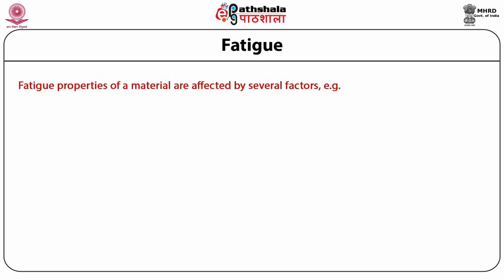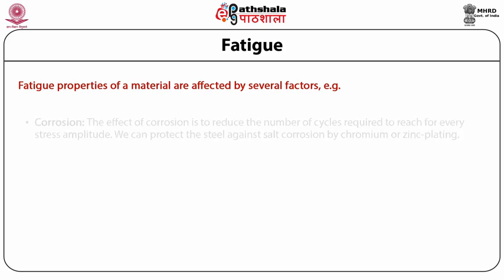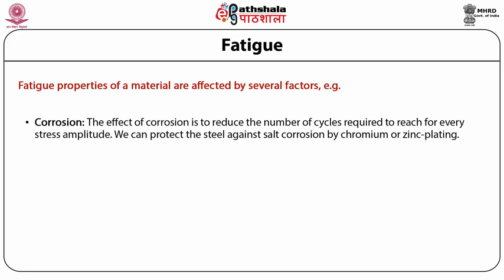Fatigue properties of a material are affected by several factors. For example, the first factor is corrosion. The effect of corrosion is to reduce the number of cycles required to reach failure for every stress amplitude. We can protect steel against salt corrosion by chromium or zinc plating.